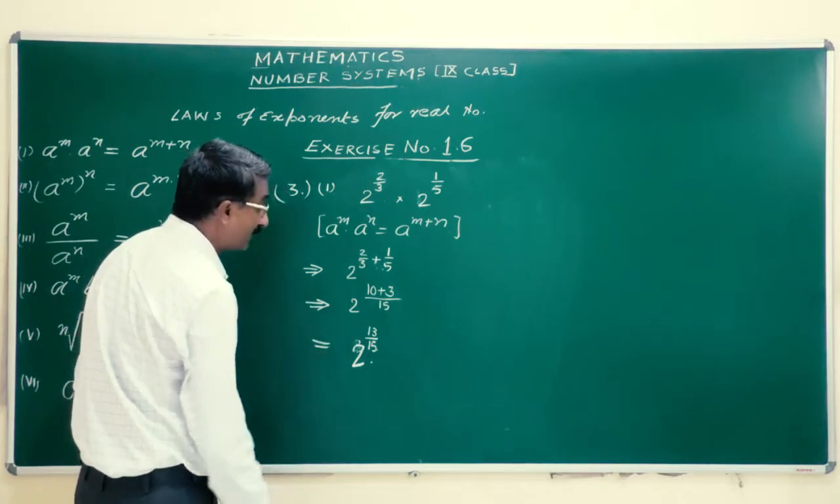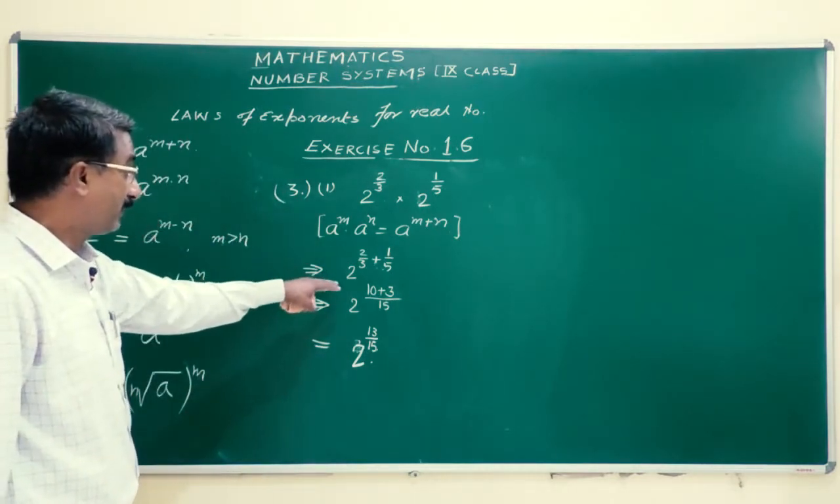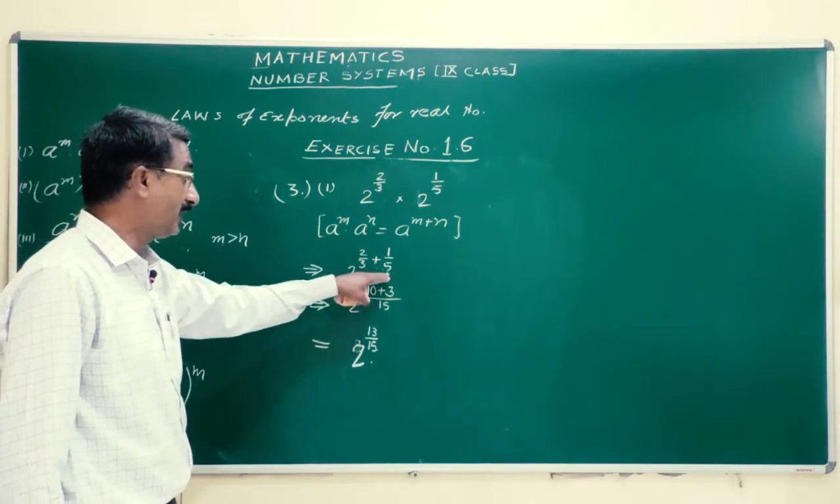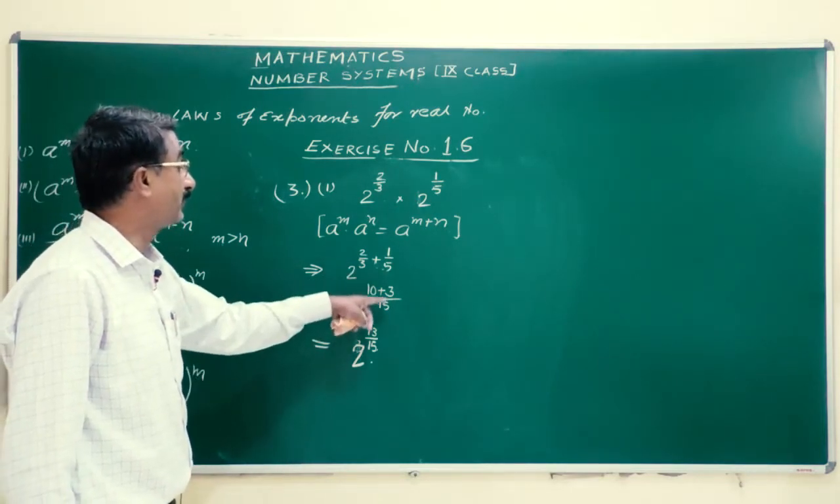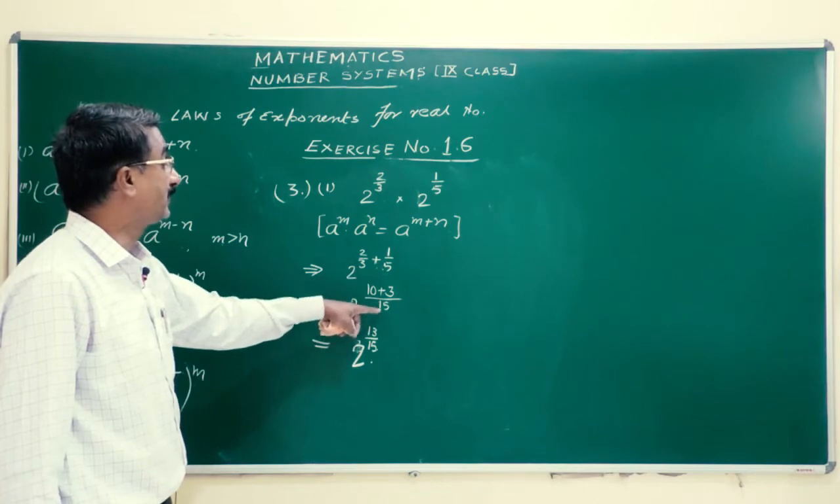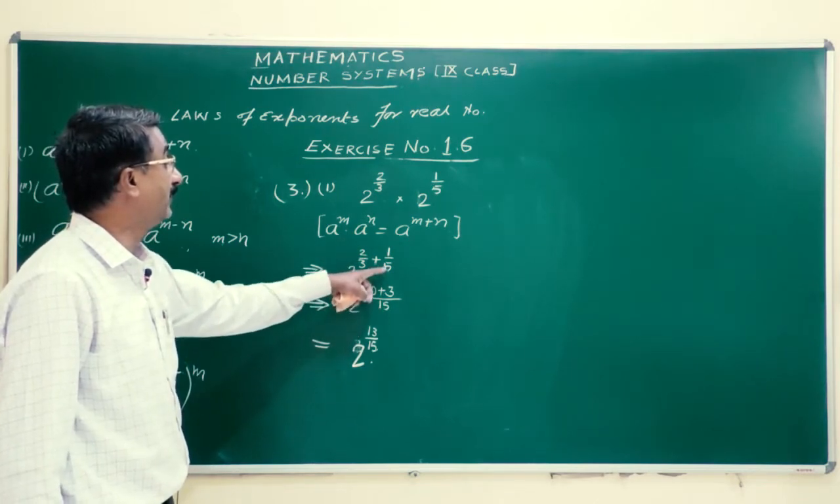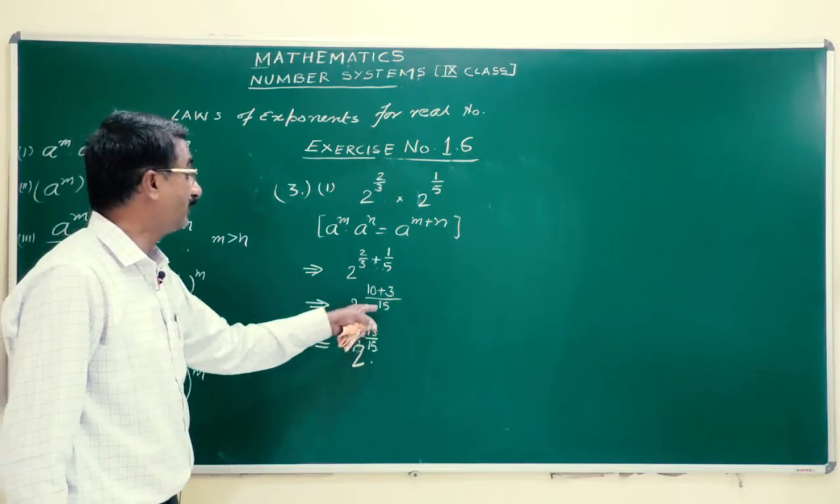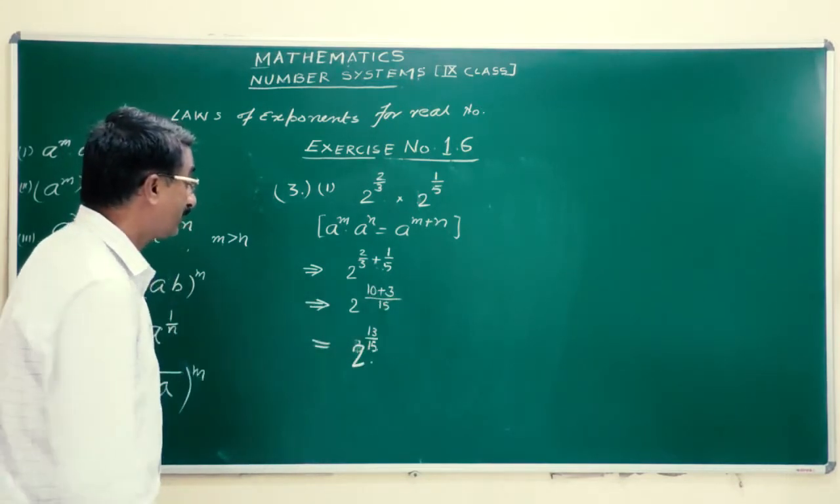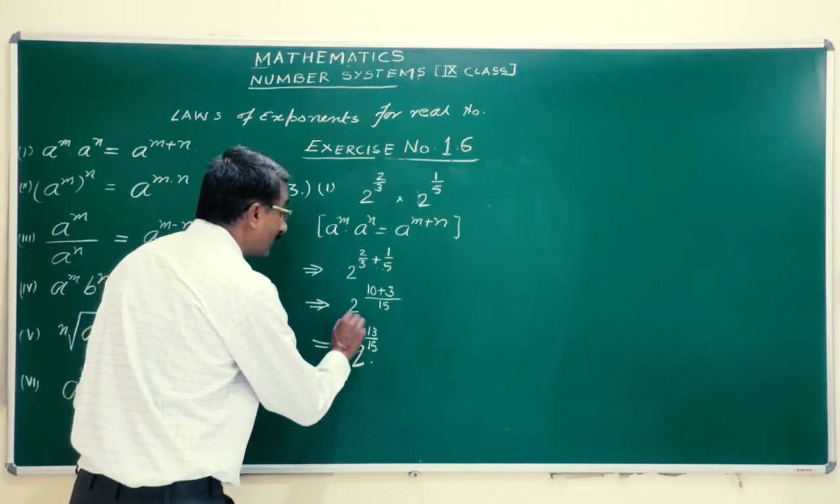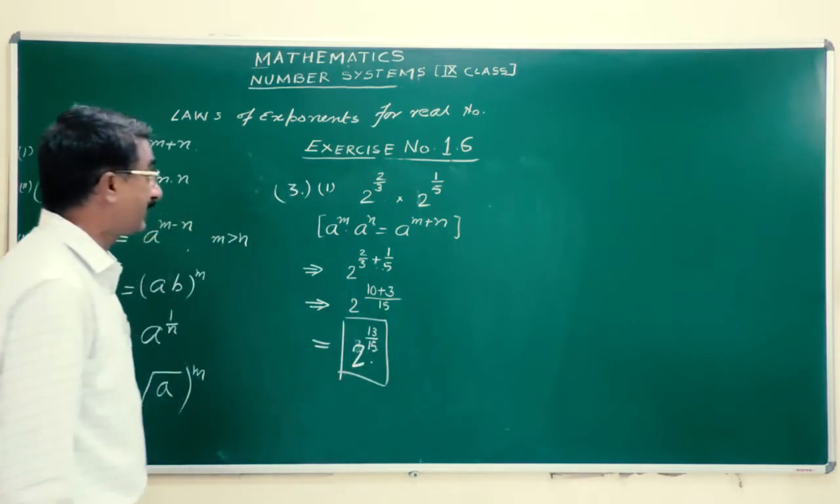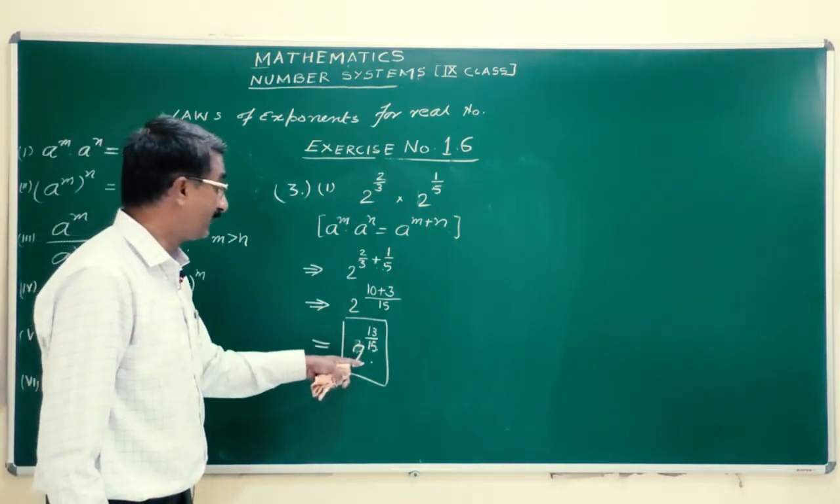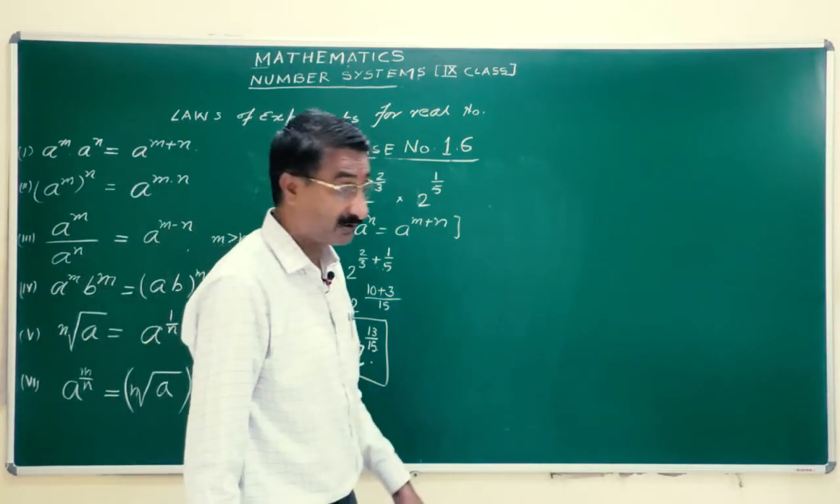I think now this is very clear to you that if the base is common, then the powers are added. So, LCM is 15, 3 5s are 15, so 5 2s are 10, 5 3s are 15, so 3 1s are 3, so 10 plus 3, so 13 upon 15. So, 2 raised to the power 13 upon 15, this is simplified in this form, clear? So, this is the answer.